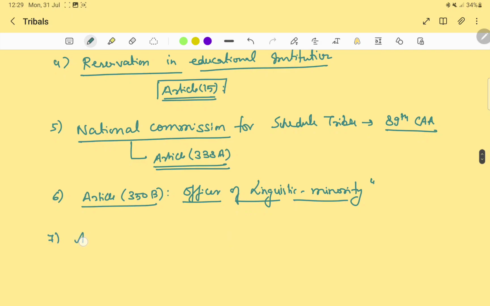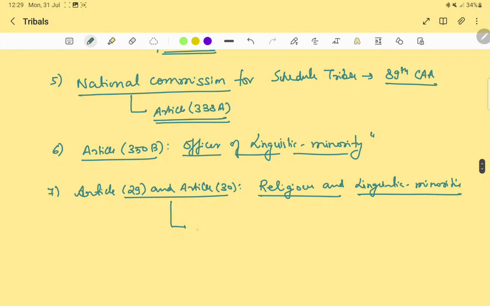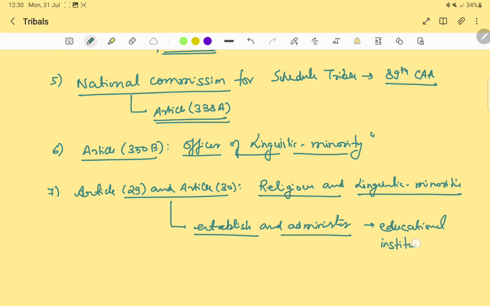And similarly, we have Articles 29 and 30, which talk about religious and linguistic minorities. They have the right to establish and administer educational institutions of their choice.